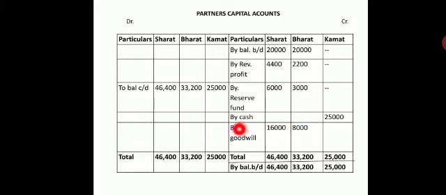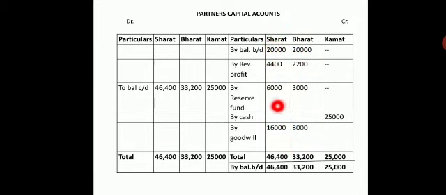Now we will have the goodwill, 24,000, distributed in the ratio of 2:1. So 2/3 and 1/3. 24,000 divided by 3 gives me 8,000. When I multiply it by 2, it becomes 16,000. So 16,000 and 8,000 is the total goodwill that is distributed.